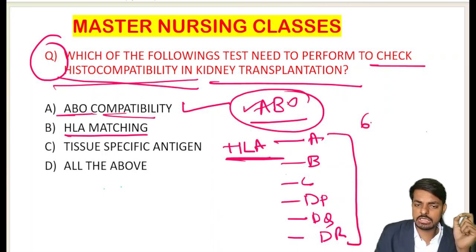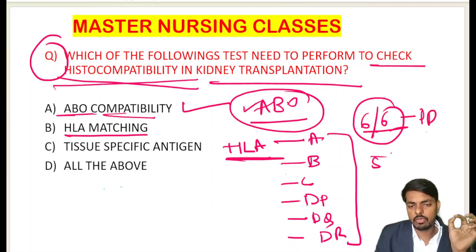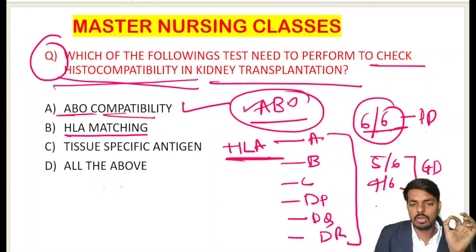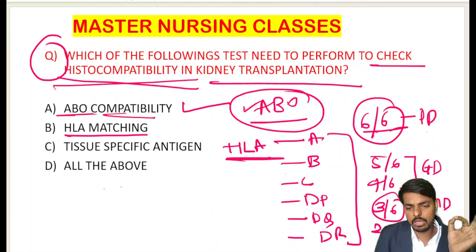In case 6 out of 6 match, we call that the perfect donor. If 5 out of 6 or 4 out of 6 match, we call them a good donor. Where 3 out of 6 is matching, we call that the minimum matching donor. If only 2 out of 6, 1 out of 6, or 0 out of 6 match, this is whom we call the bad donor.